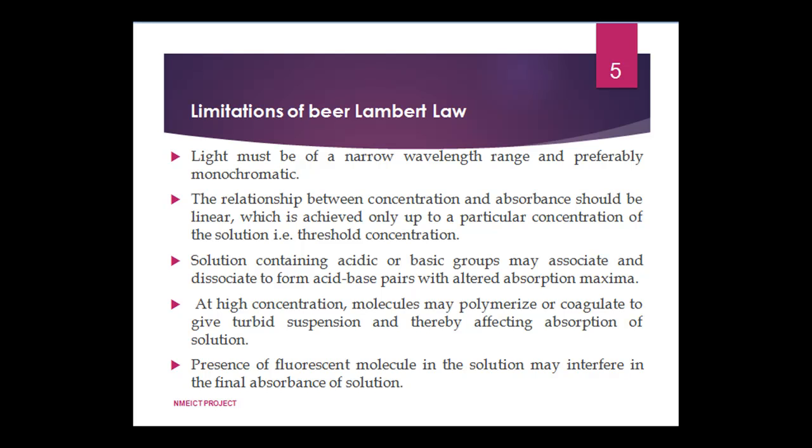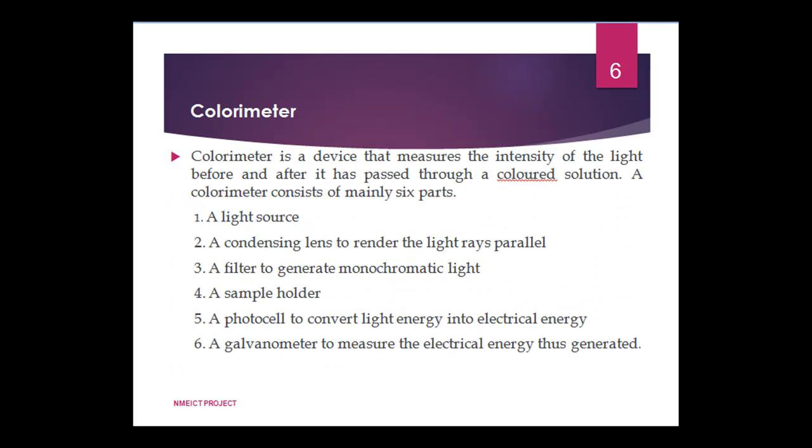Colorimeter and spectrophotometer are the most widely used techniques based on Beer-Lambert's law. We'll discuss both techniques one by one here. Colorimeter. It is a simple device that measures the intensity of light before and after it has passed through a colored solution. A colorimeter consists of mainly 6 parts: light source, condensing lens to render the light rays parallel, filter to generate monochromatic light, sample holder, photocell to convert light energy into electrical energy, and galvanometer to measure the electrical energy thus generated.